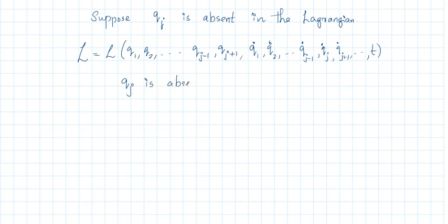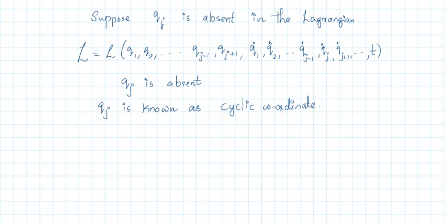Then Qj is known as a cyclic coordinate or ignorable coordinate. That is the definition of a cyclic coordinate.